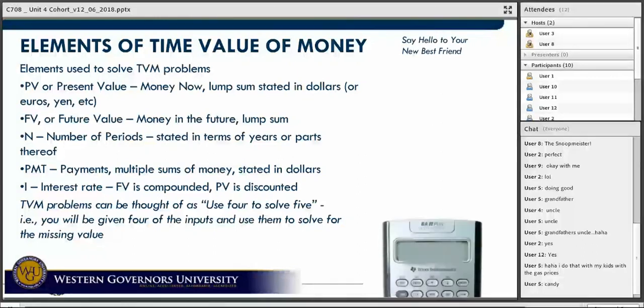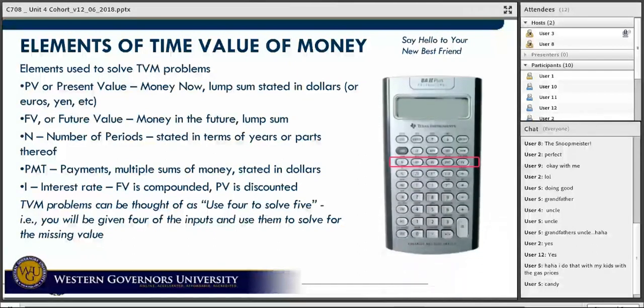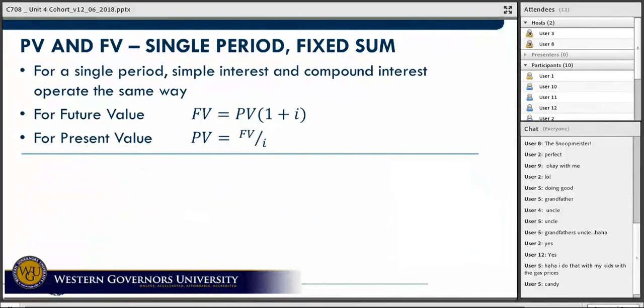So say hello to your new best friend. Here's your calculator. Now, this is the professional version. It's got the cool, shiny face. But the student version, which has a black face, operates the exact same way. And it's this third row of buttons with our time value of money functions in which we're most interested.